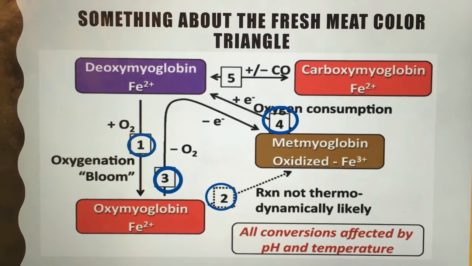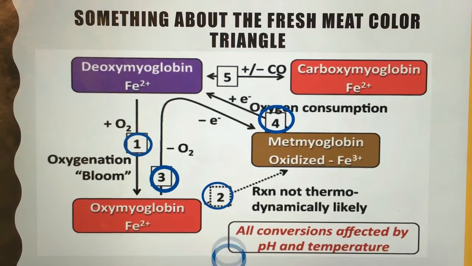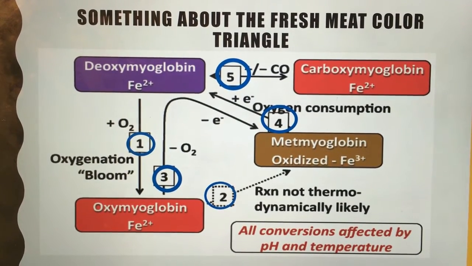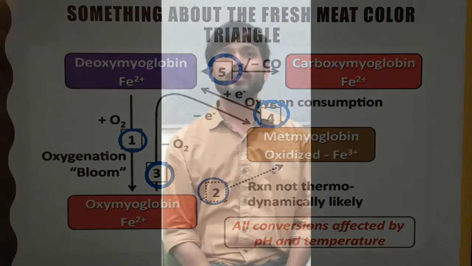Reaction 4 occurs due to enzymic and non-enzymic reactions. Reaction 5 happens when the deoxymyoglobin contacts carbon monoxide. This is a reversible reaction but favors the forward reaction. There are a number of mechanisms operating in muscle foods which have an influence on myoglobin oxidation.